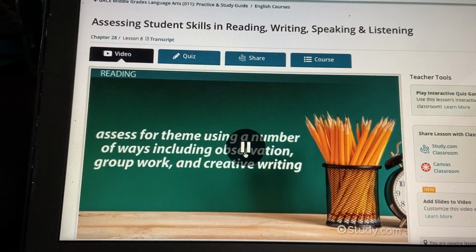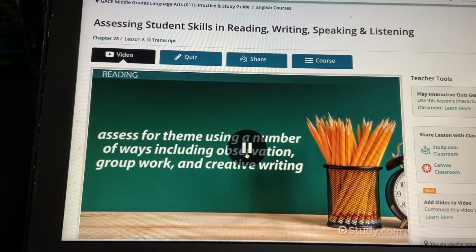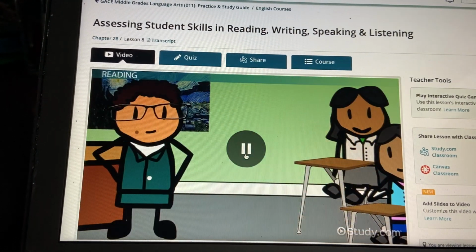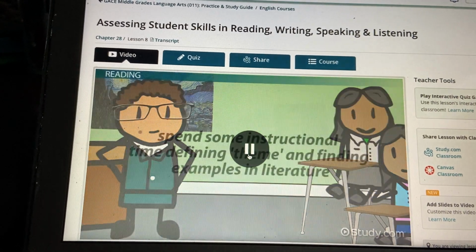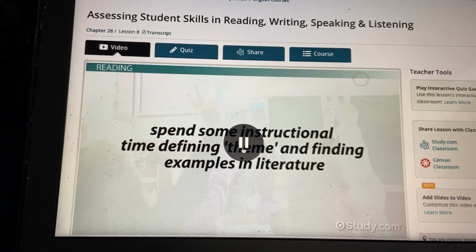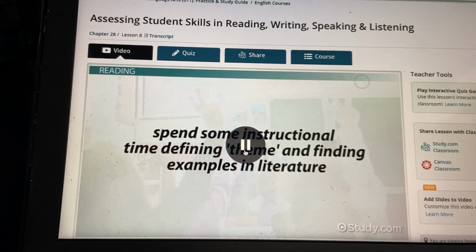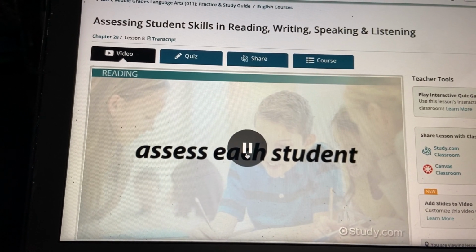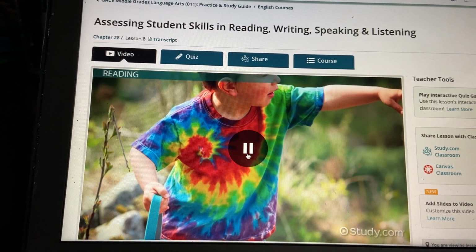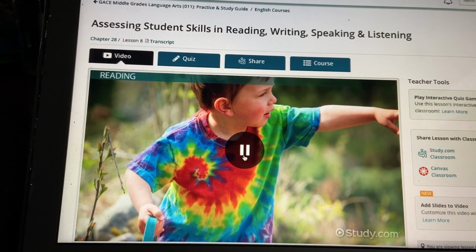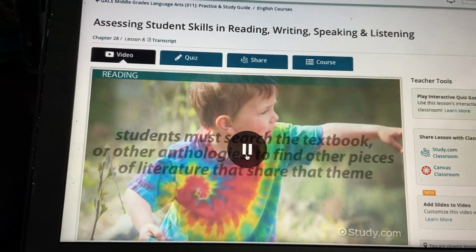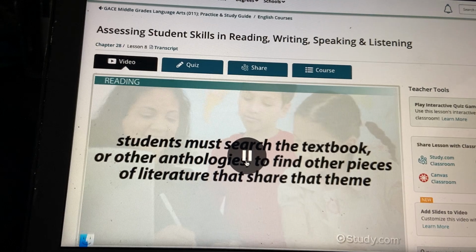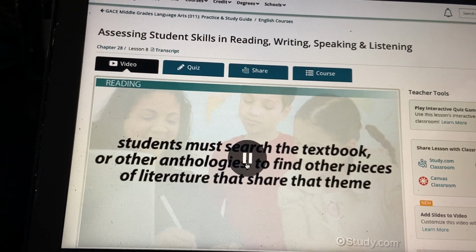You can assess for theme using a number of ways, including observation, group work, creative writing, and many more. You might follow these steps. 1. Spend some instructional time defining theme and finding examples in literature. 2. Assess each student, which could include a theme scavenger hunt. Give students different themes to hunt for, like everlasting love or coping with loss. 3. Students must search the textbook or other anthologies to find other pieces of literature that share that theme.